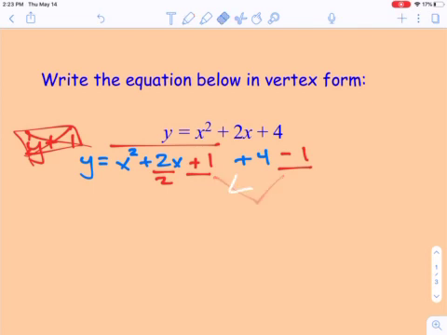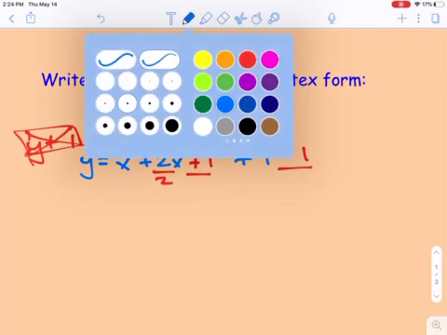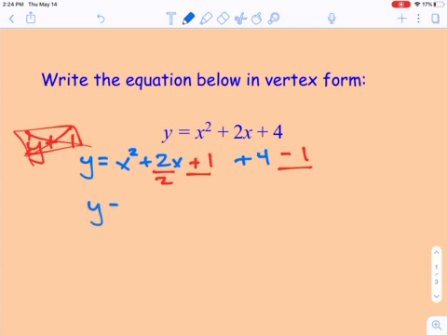So that's what you're going to want to do with these: whatever you do in this little section right here to complete the square, you're going to undo it by doing the opposite further on in the equation. So let's finish writing this out now. So now we've got y is equal to x plus 1 squared because we completed it, right? And then you just simplify this. 4 minus 1 is 3. And here's the thing.